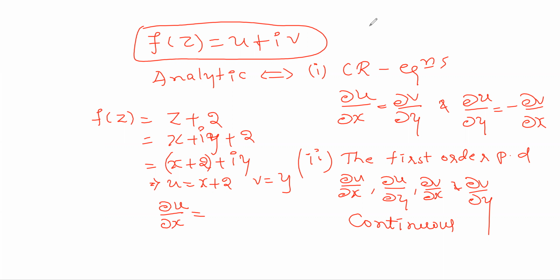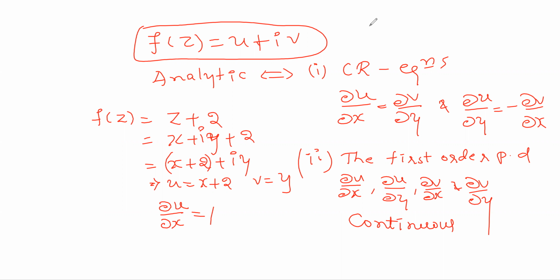What is the partial derivative of u with respect to x? The function is x plus 2. Is it right, Kirtana? Sir, 1. The derivative is 1. Derivative of a constant is 0. So the derivative of 2 will be 0 and the derivative of x will be 1. So that means dou u by dou x equals only 1.